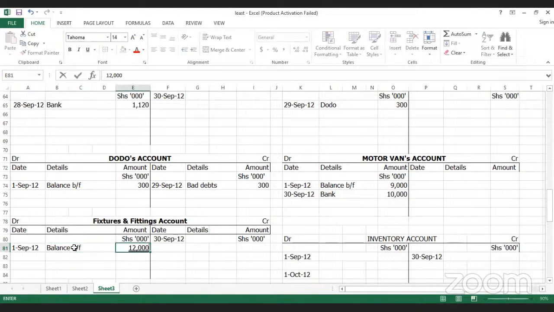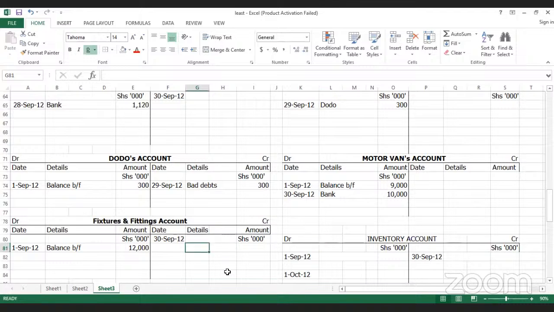12,000. That is 12 million, but the 3 zeros are up. My level of rounding off is 1,000. So that is the fixtures and fittings account. We have to come up with one. That is your fixtures and fittings account.